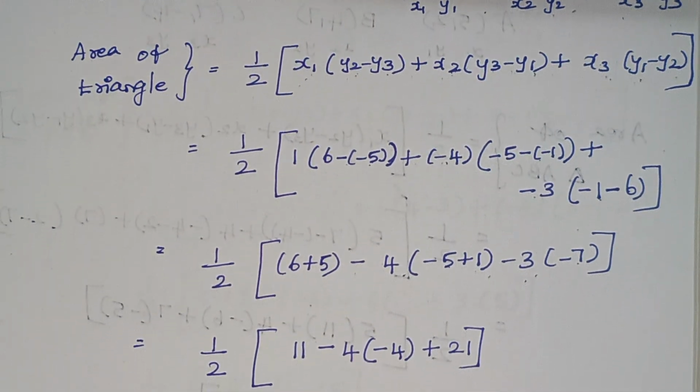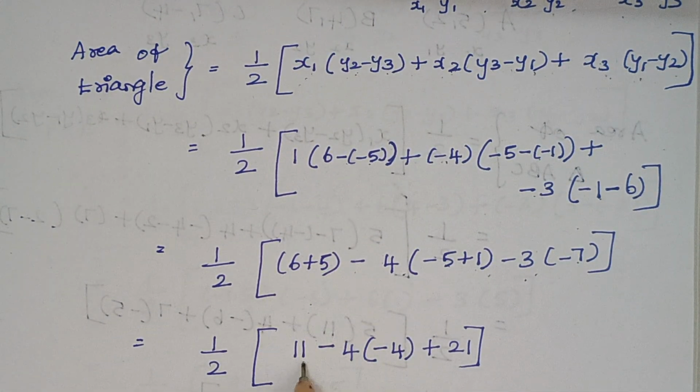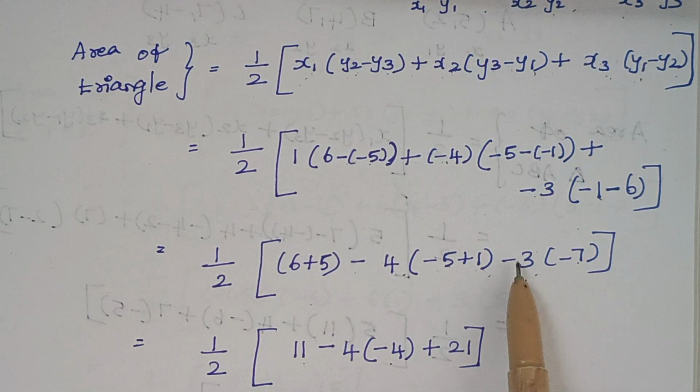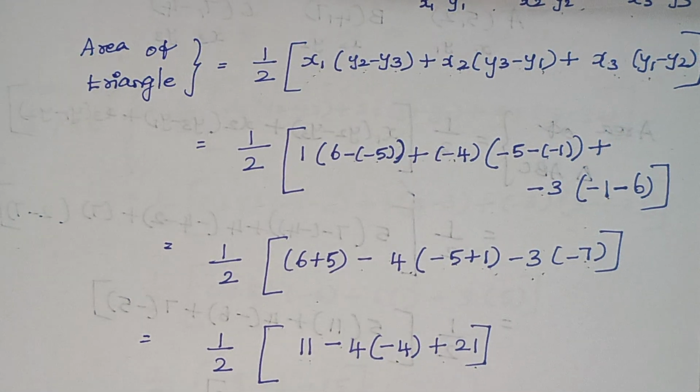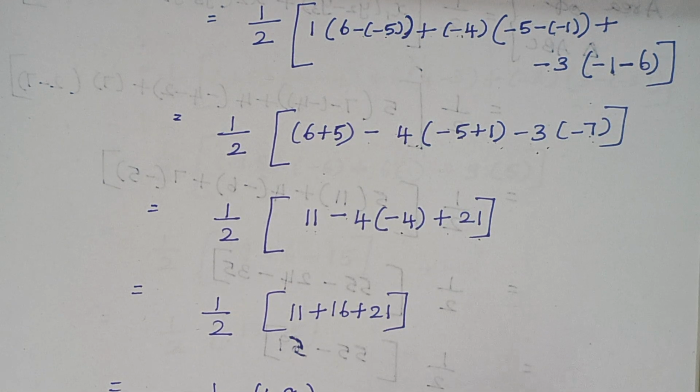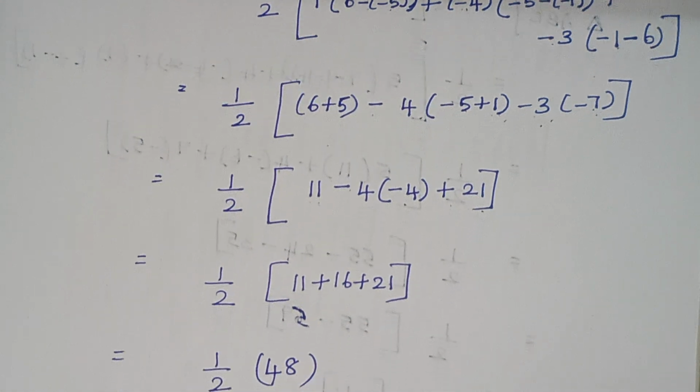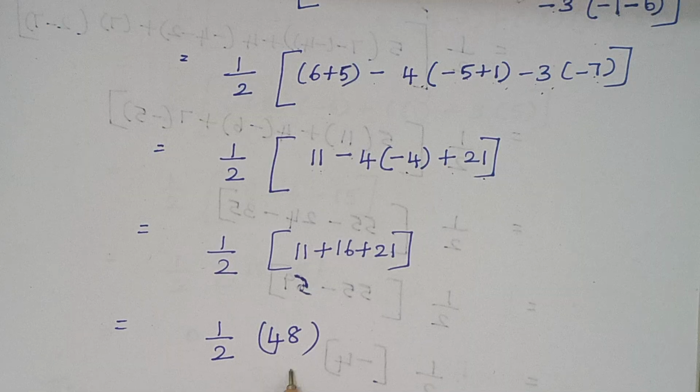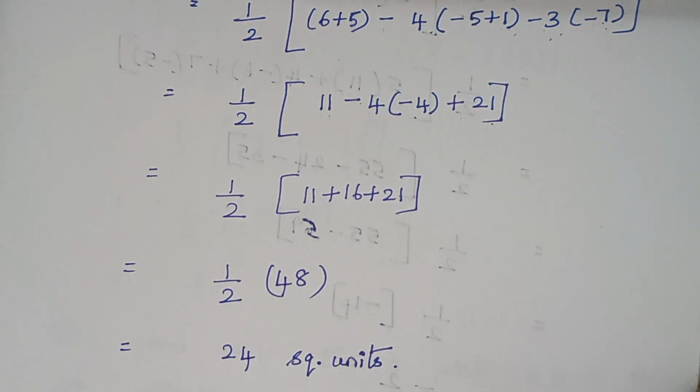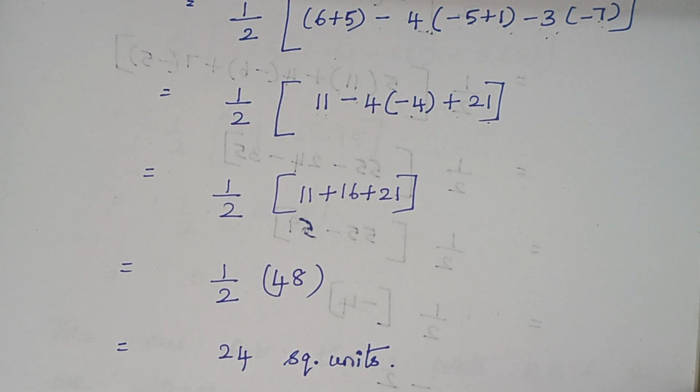Now we are going to simplify this. 6 plus 5 is 11. What is minus 5 plus 1? It is minus 4. And here minus 3 into minus 7 is plus 21. Again 11 minus 4 into minus 4 gives you plus 16. So 11 plus 16 plus 21. Once you add, you get the answer as 48. And 48 divided by 2 gives 24 square units.